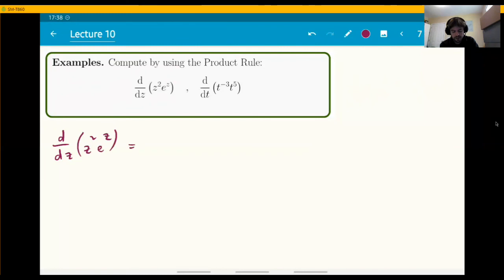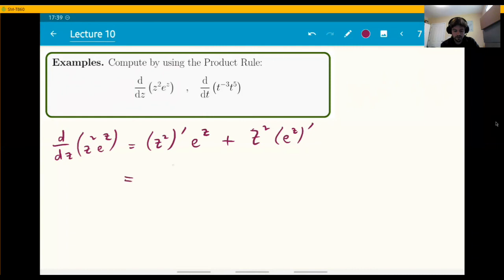How does that work? You differentiate the first and you multiply by the second function, plus you keep the first function and you differentiate the second. That's the way that the product rule works. Now we just have to compute this, but that's easy.